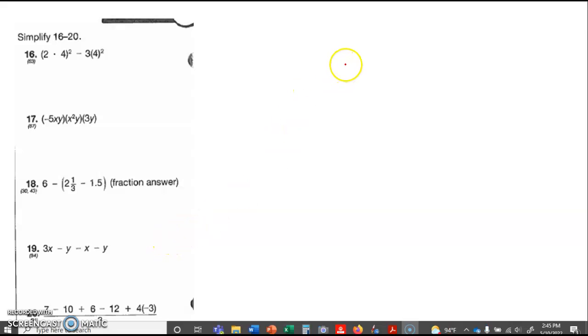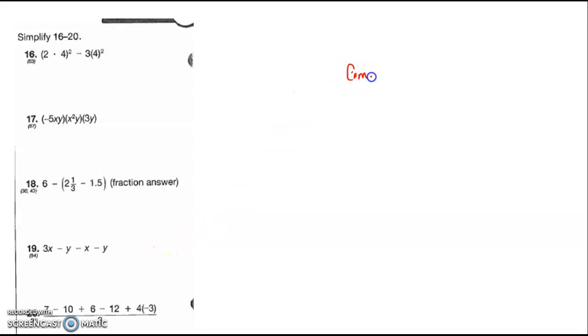Hello, this is Mrs. Ross, and this is from Cumulative Test 19B. I just need to do 19 and 20. This is part 2. So for 19, I need to combine like terms.